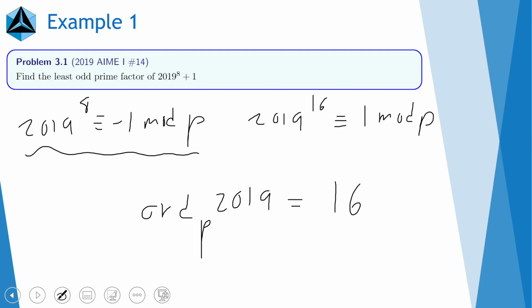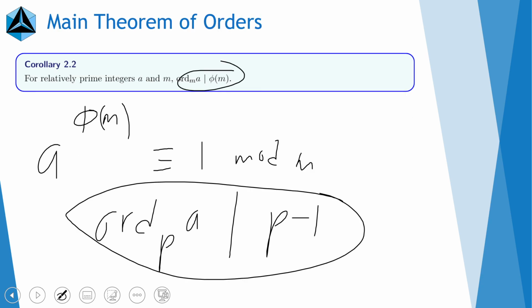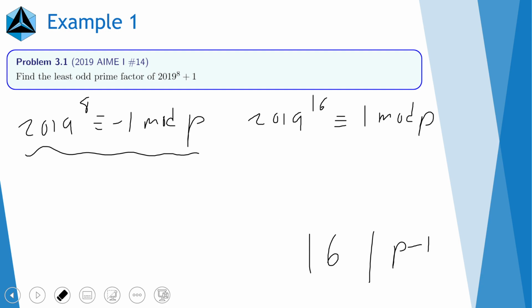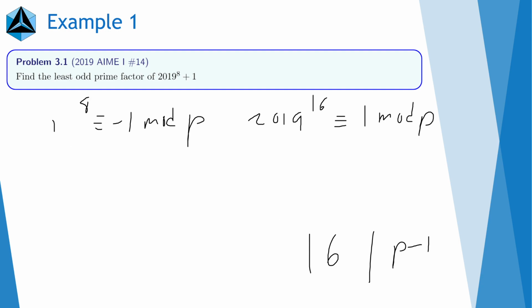And this gives us a whole lot, because by our previous theorem right here, we see that the order of 2019 mod p divides p minus 1. But we know that the order, we can replace this with 16, and this helps a lot. So now we've deduced a lot of information here. Let me erase a lot of this stuff that we have right here.